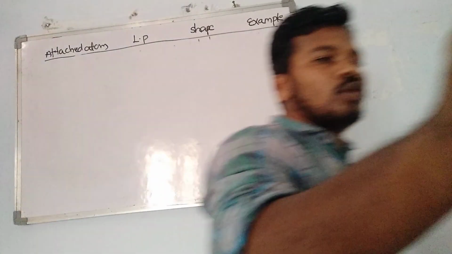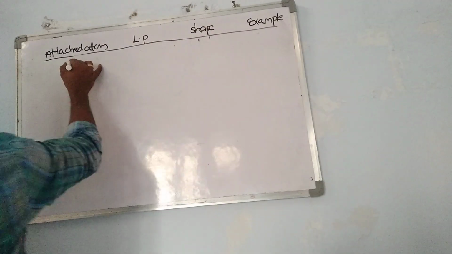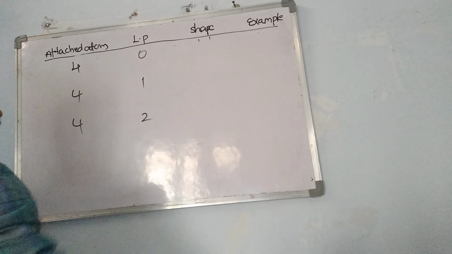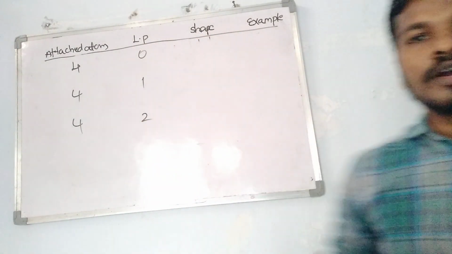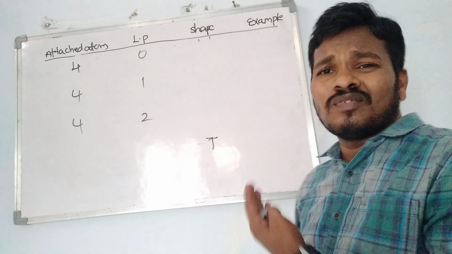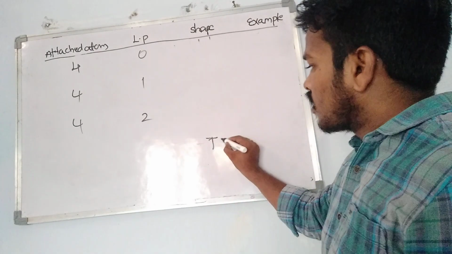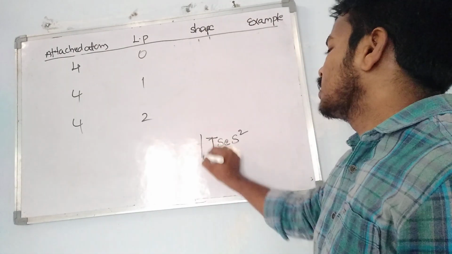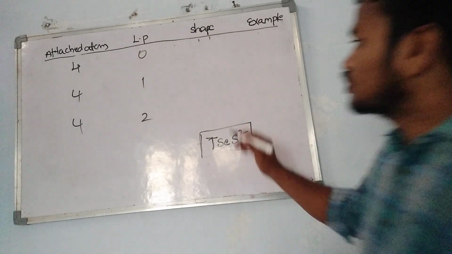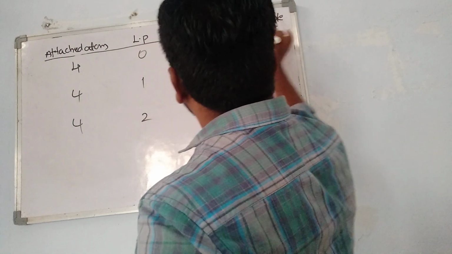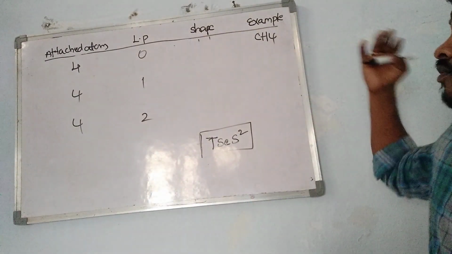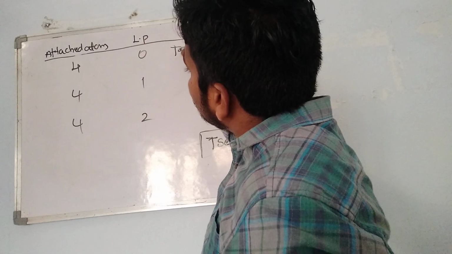The central atom is attached with 4 atoms, and you can write it three times: 4, 4, 4, with lone pair 0, lone pair 1, lone pair 2. Here also I want to show a shortcut method to remember it very easily. We are talking about 4, which in chemistry is tetra. Tetra, S, C, square: T, S, C, square. Just remember this. With 0 lone pairs, what will be the example? CH4. 4 valence electrons are attached to the 4 hydrogen atoms. So what will be the shape?